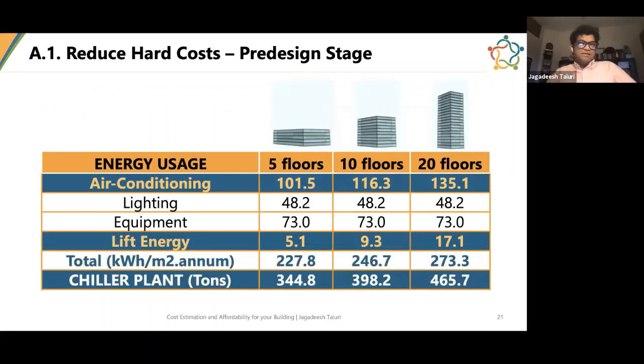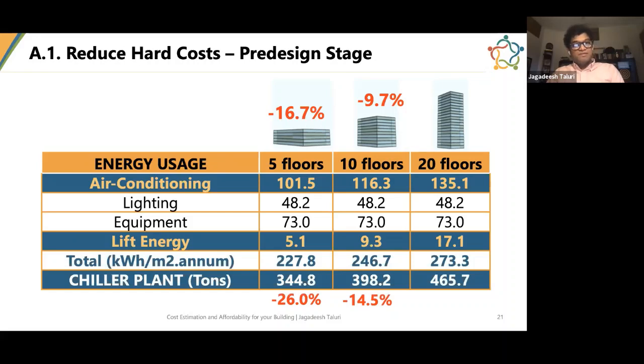So now, I have simulated this 10,000 square meter building in 5 floor form, 10 floor form, or 20 floor form. As you see, the air conditioning load is changing drastically. The chiller plant size, which is at the bottom, is also changing quite drastically. The lift energy changes. So all these things have an impact. Just by adopting the right massing, you'll be able to save your energy consumption by 16.7%.